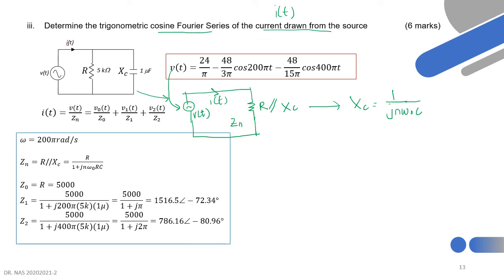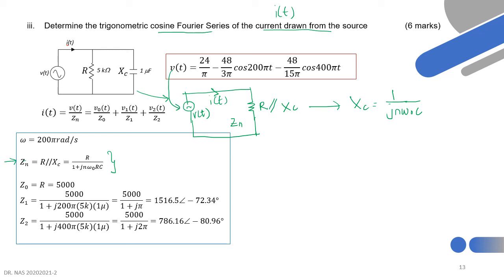So for Fourier series, you need to consider the sequence or the harmonics. So your n depends on the required n. So for this particular question, you need to determine n up to second harmonics. So n up to 2. So here your total impedance is when R in parallel with XC. So XC is 1 over j n omega naught C. So you get this equation. So omega naught equal to 200 pi radian per second. Your R is 5000 ohm and C is 1 microfarad.